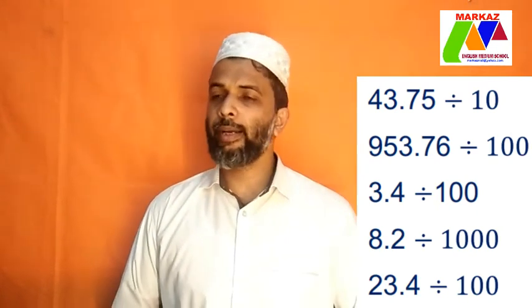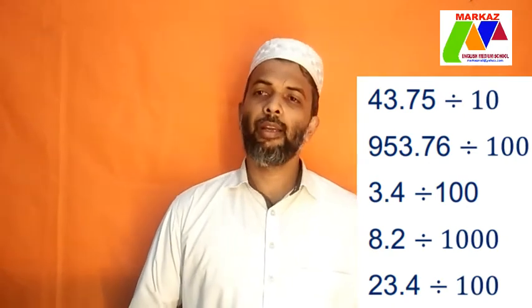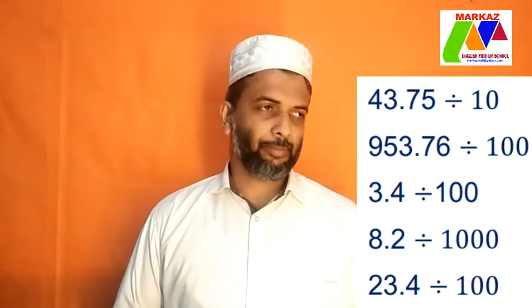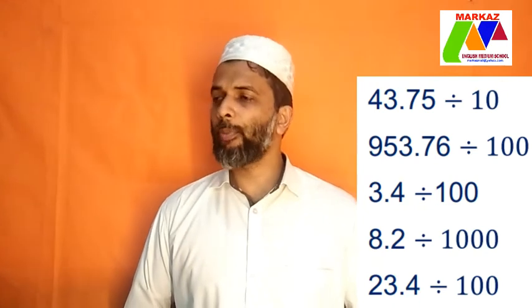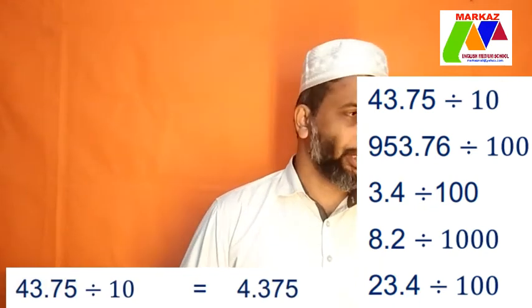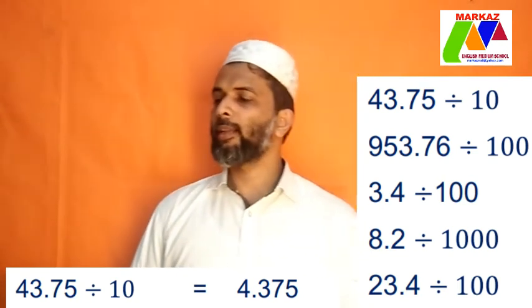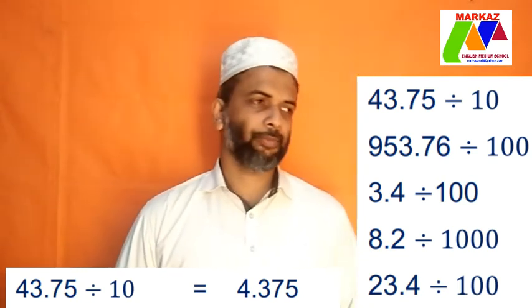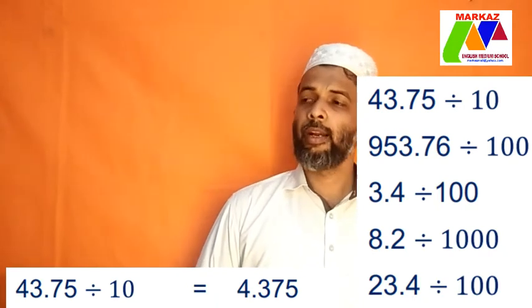First one, 43.75 divided by 10. Here, divide by 10. So, move the decimal point left to the next one digit. So, answer is 4.375.